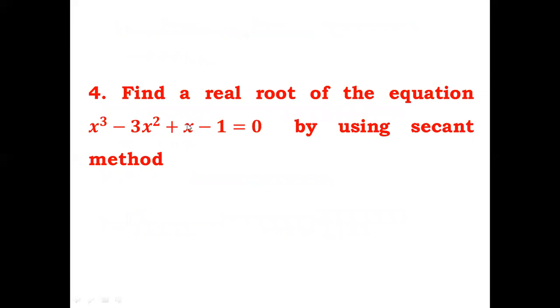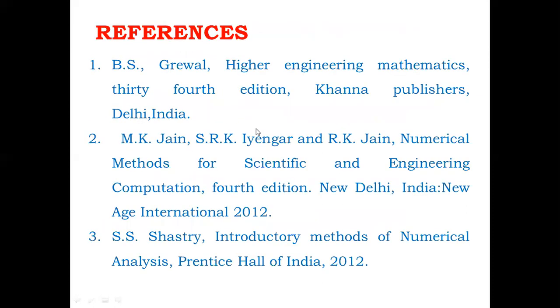Next, an exercise problem. Find a real root of the equation x cubed minus 3x squared plus x minus 1 equals 0 by using the secant method.